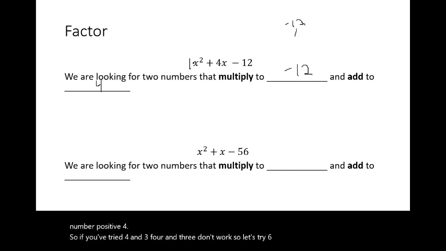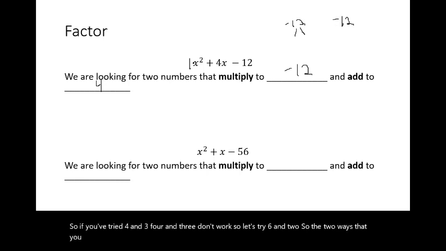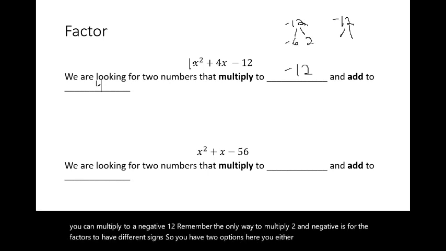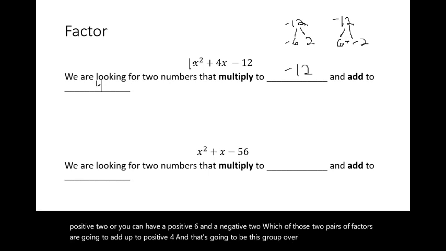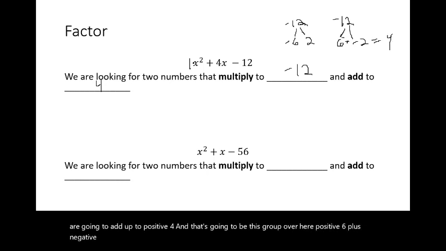So the two ways that you can multiply to a negative 12, remember the only way to multiply to a negative is for the factors to have different signs. So you have two options here. You either have a negative 6 and a positive 2, or you can have a positive 6 and a negative 2. Which of those two pairs of factors are going to add up to positive 4? And that's going to be this group over here. Positive 6 plus negative 2 is positive 4.